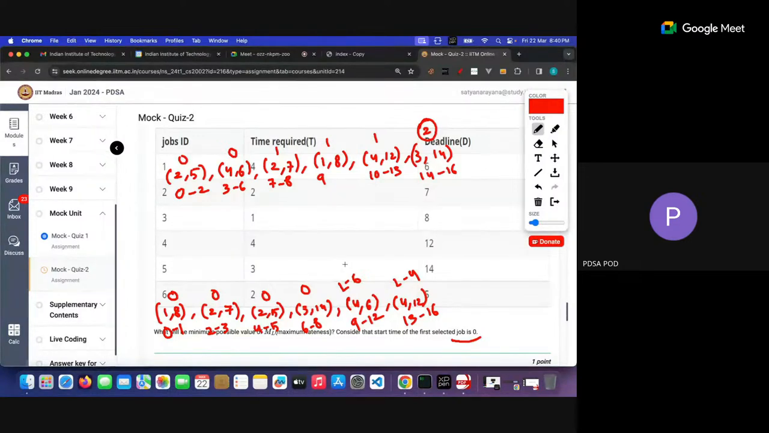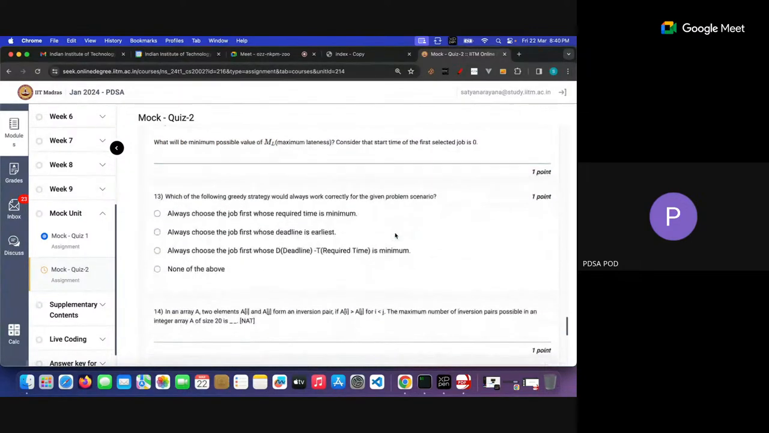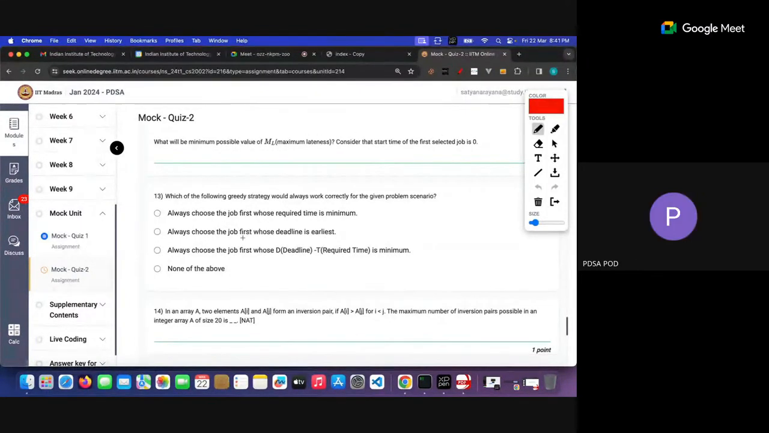Based on this particular question, another question is there. Let me go over there. Yes, the 13th question also. Now, what is the 13th question? Which of the following greedy strategies would always work correctly for the following problem? See, this is what we discussed, the same thing. Always choosing first the job whose required time is minimum doesn't work. We tried it. Always choose the first job whose deadline is earlier. So the sorting based on the deadline worked. The next one, always choose the job whose time required is minimum, is not right. That never works. So the right option is B. Clear? Yes.